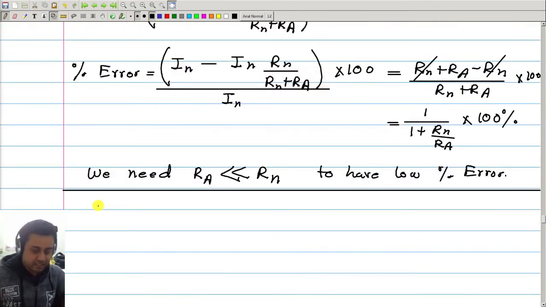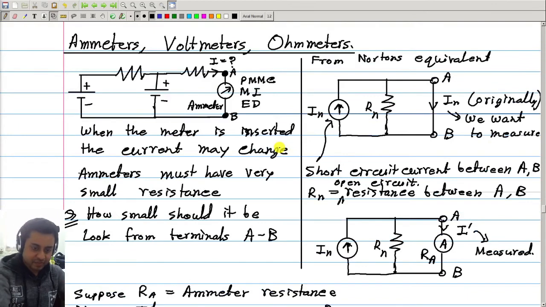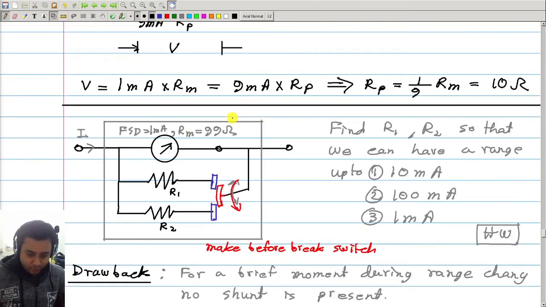So what I was saying is that RA, the meter resistance, should be smaller than the circuit resistance. Now, what is the meter resistance? What do I mean by the meter resistance? When I have an arrangement like this, then this entire thing is my meter. Not only this coil arrangement, this coil is my meter, it is not alone, but the entire thing together is my measuring instrument.